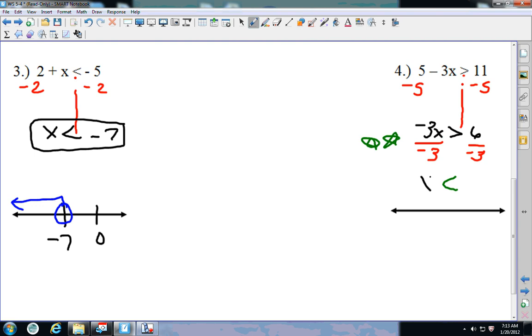Now this is x and negative 2. So x is less than negative 2. So I have negative 2. The 0 is over here. It is again going to be an open circle, and I'm going to shade to the left.